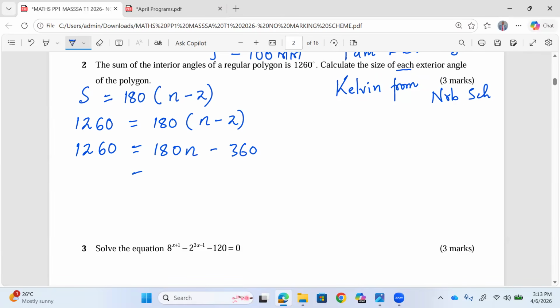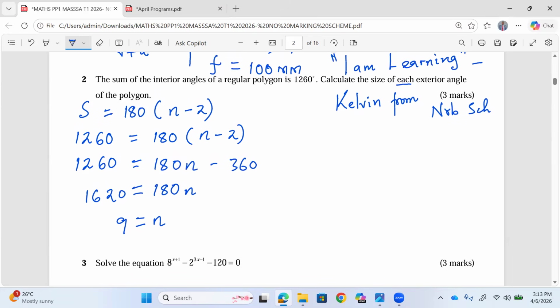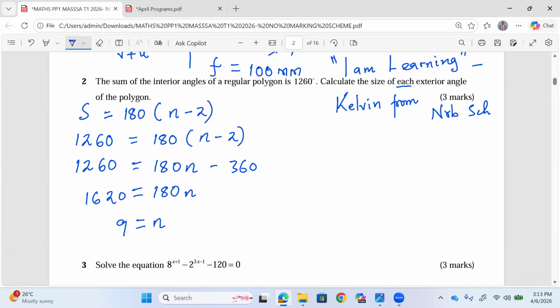Like that. Then remain with 180n at that point. Then take 1260 and add 360. This gives us 1620. How do you remain with n? You divide through by 180. This gives us exactly 9. So the number of sides equals 9. The number of sides equals 9.